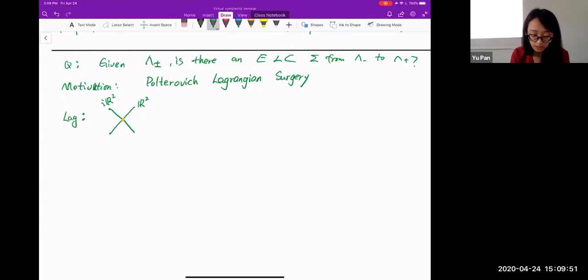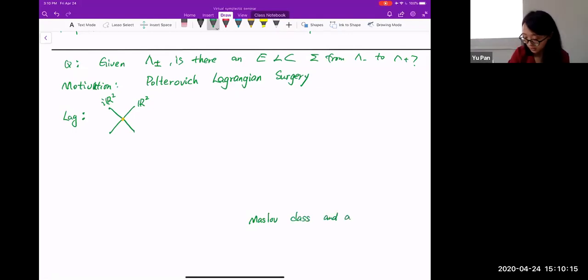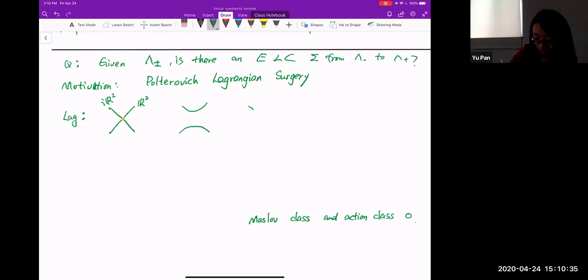All right, and apparently we want to resolve the singularity in a certain way, but before we can do that, we need to impose some condition on this immersed point. The conditions we would like are that we want to have Maslov class and action class being zero. These are just some good conditions. Under these conditions, one can resolve the singularity in two different ways. One can either do this or that. These are some typical things you can guess from the surgery.